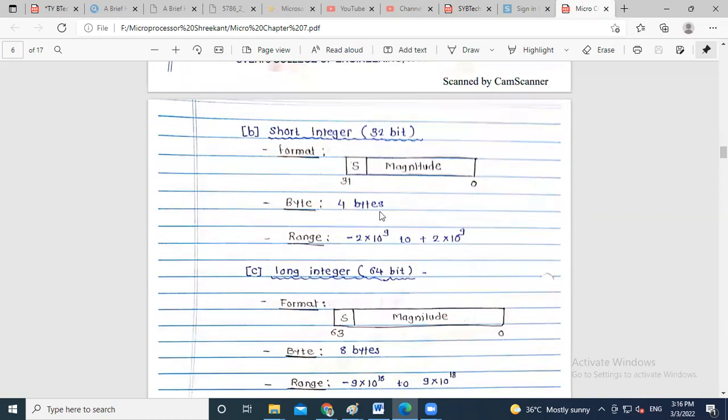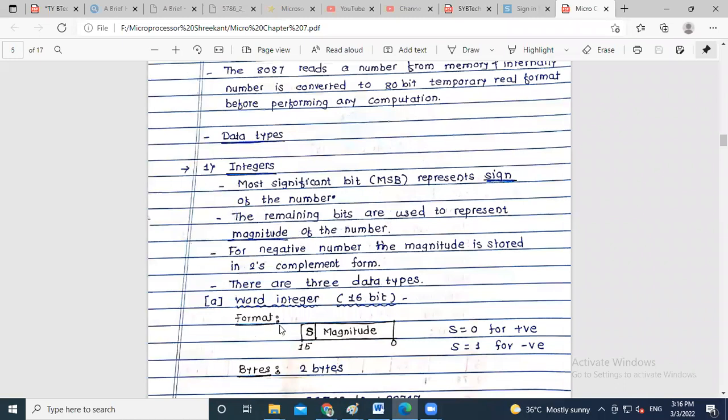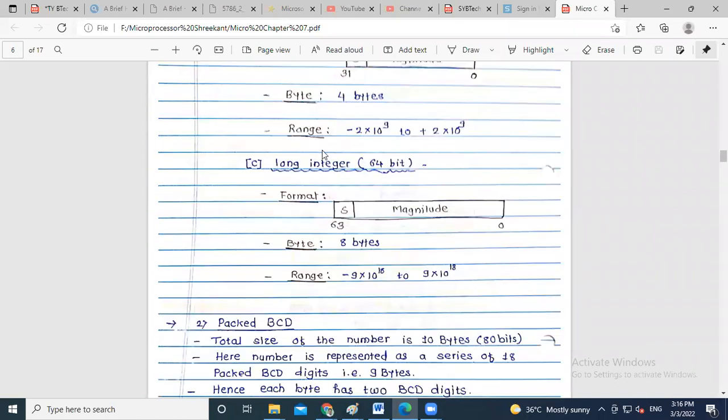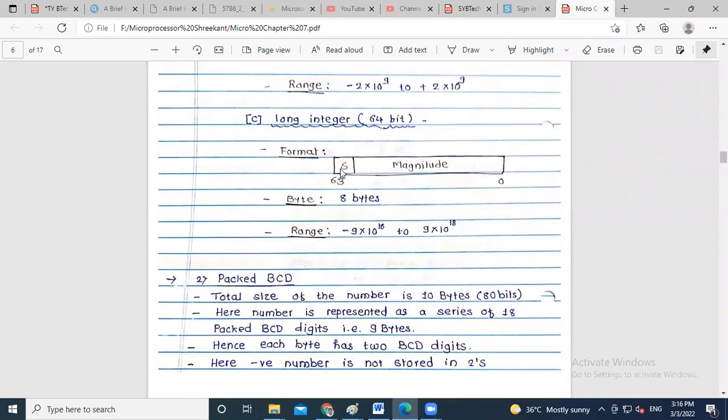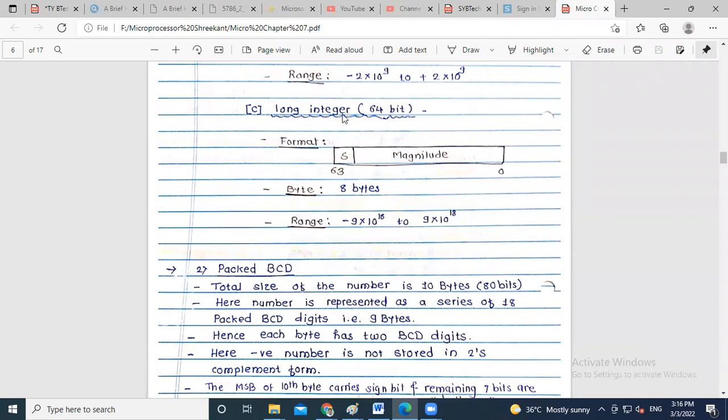Okay, so here we have to use 4 bytes, and the short integer is double of the word integer. Just to remember, multiply the word integer and automatically you form the short integer. So next one is long integer. Again, it is double of short integer. Short integer is 32-bit capacity, but the long integer is 64-bit capacity.